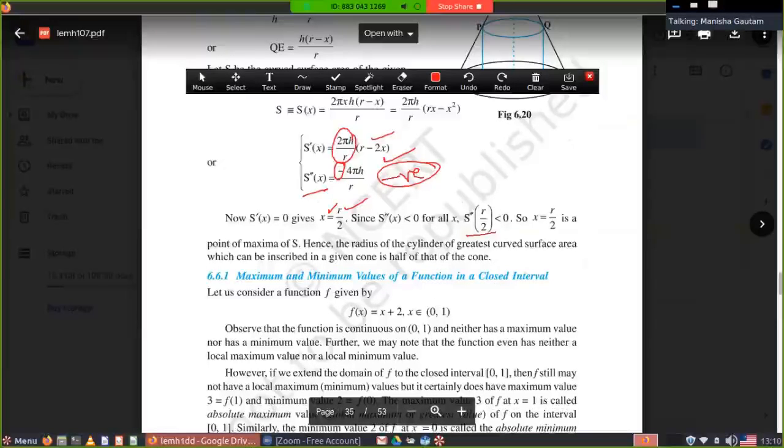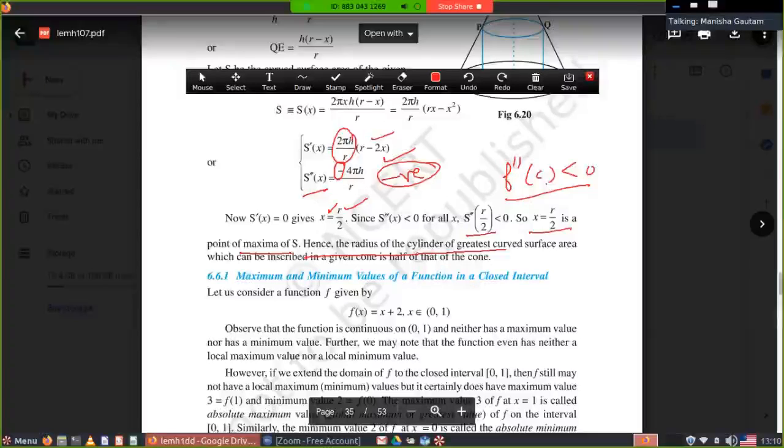Negative means maximum. If f double dash c is less than 0, it means at c, the function is showing maxima. It means at x is equal to r by 2, the curved surface area of the given cylinder will be maximum. Okay.